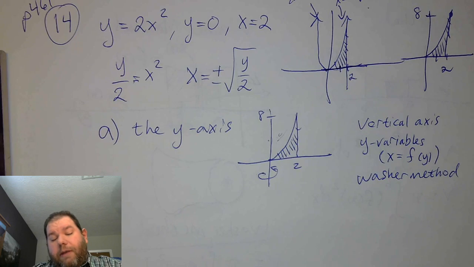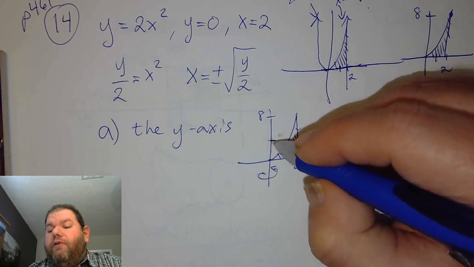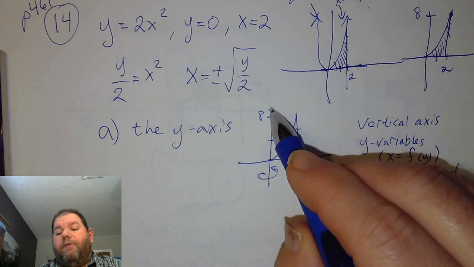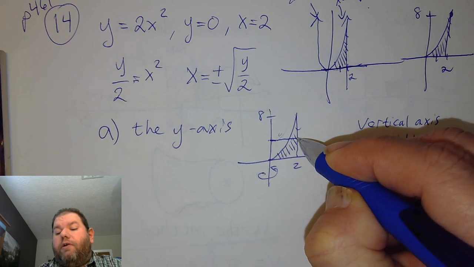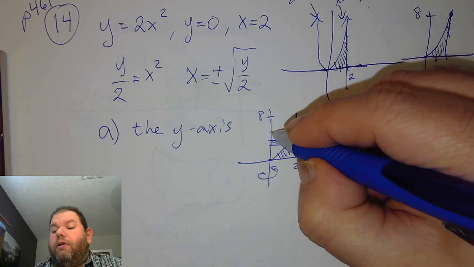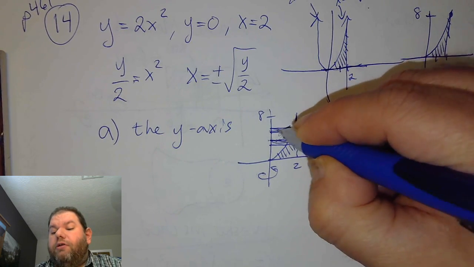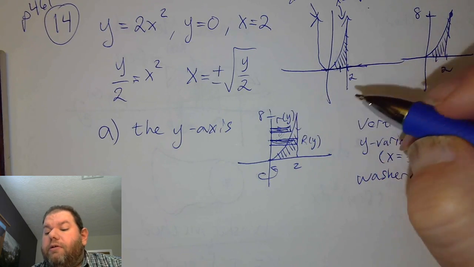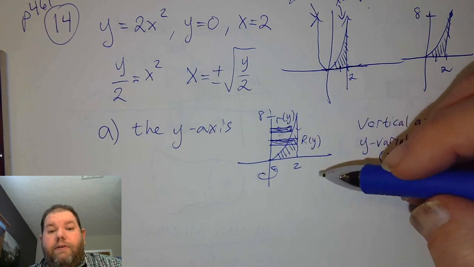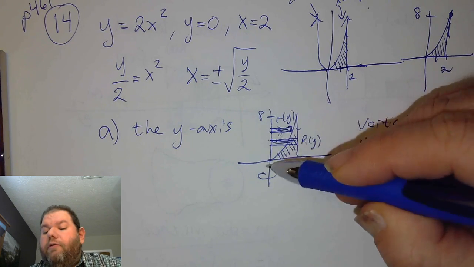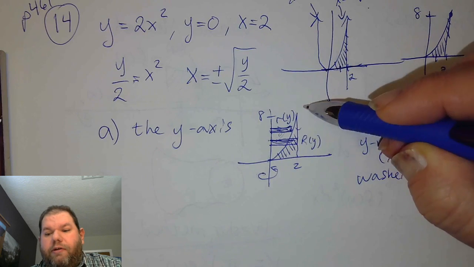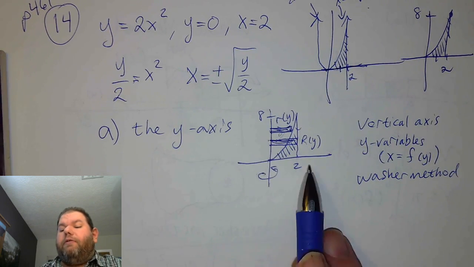Now, as far as the boundaries, here's our axis, so the radius, or radii, that we use for the washer method are measured from this axis of revolution. So to the far edge of our shaded region, this is capital R of y, and to the nearest edge of our shaded region, this is little r of y. So what's the distance from our axis of revolution to this vertical side that is on the edge of the shaded area? How far away are these two lines from each other, basically?